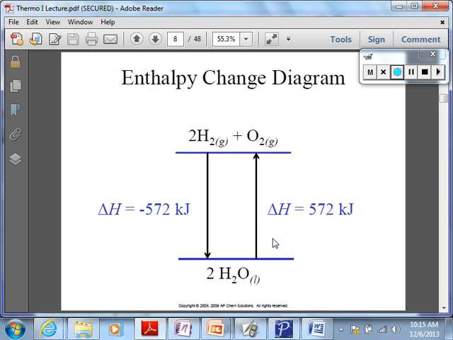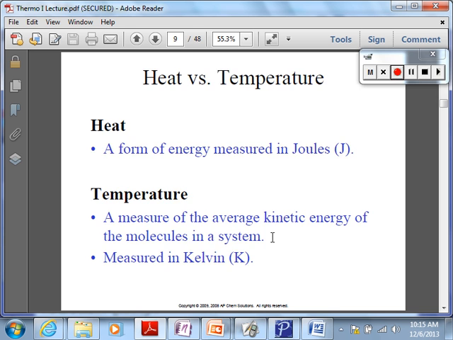All right, and there's just a picture to illustrate that. Got water down here in energy, hydrogen and oxygen up here in energy. So if you go up, it'll be positive, and if you go down, negative. Same distance, just different direction.